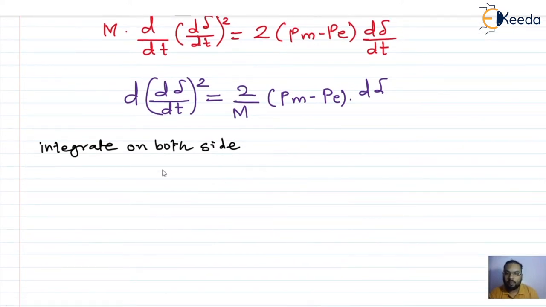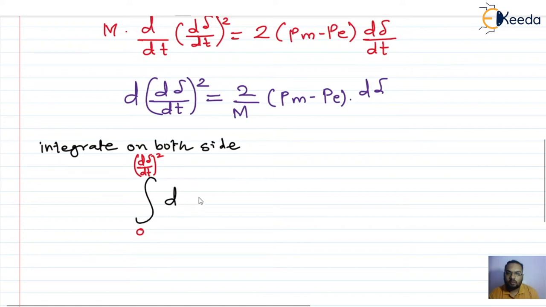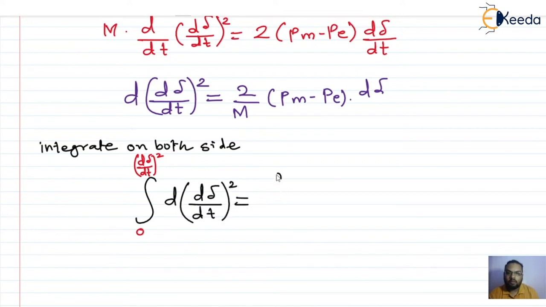Here it will be integration, it will be from 0 to dδ/dt, squared. Let me write the limits in another color. Here inside we will have the same thing: d of (dδ/dt) squared is equal to, again integration, 2/m times (Pm minus Pe) dδ.